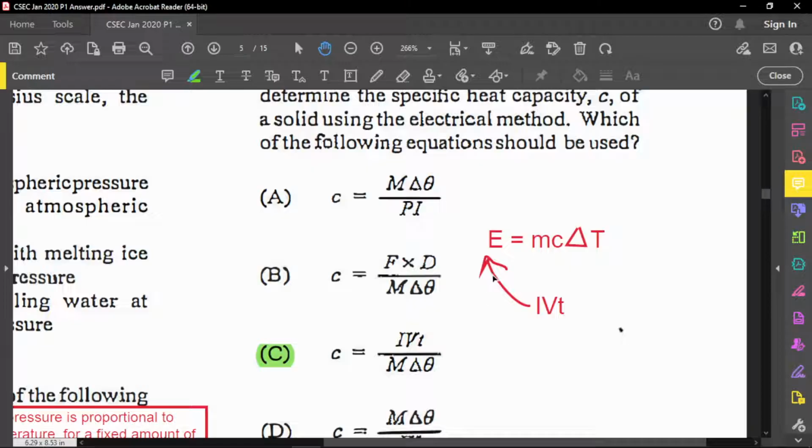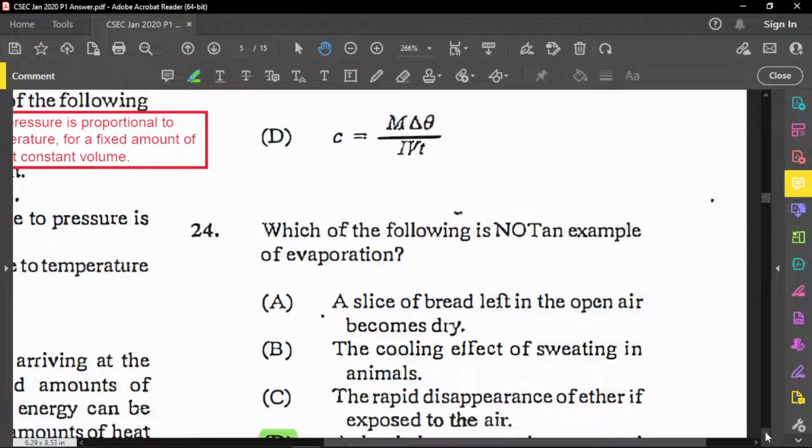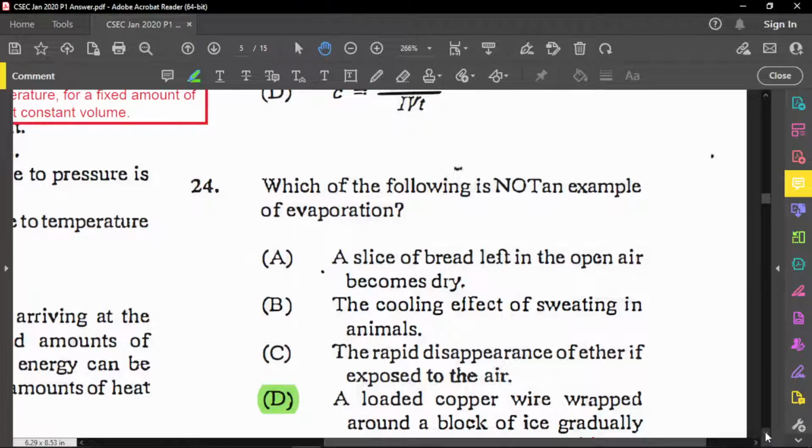And so again, it'll be IVT divided by mass multiplied by change of temperature. So therefore, C is correct. IVT divided by mass multiplied by the change of temperature. So as they have theta, theta can replace T as well. So either you have T or theta. But of course, the most commonly used one for CSEC is theta in terms of temperature.